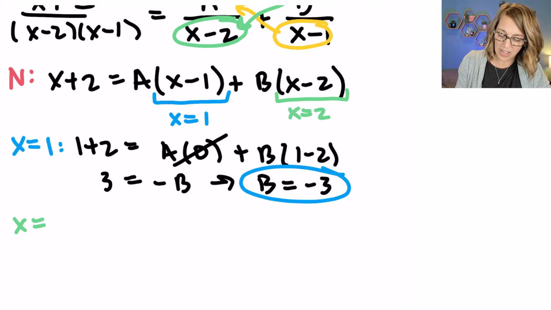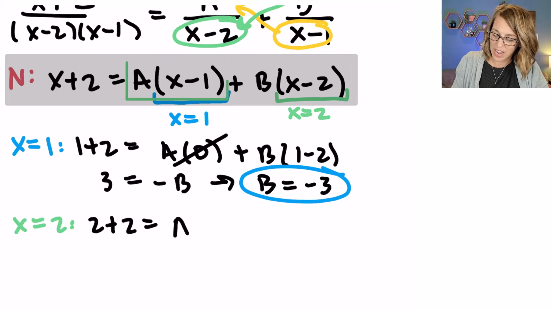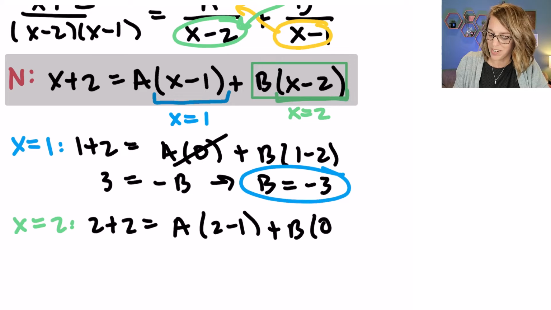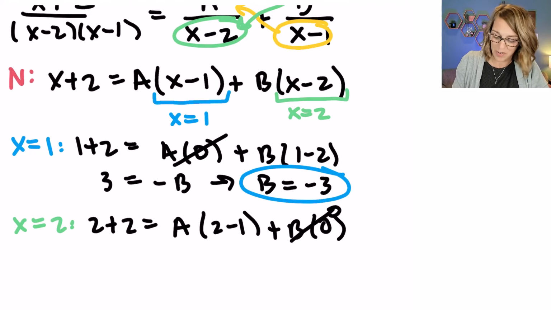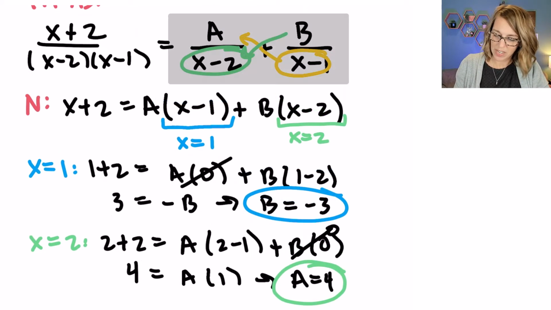So when we let x equal 2, we end up with x plus 2. That's going to be 2 plus 2 is equal to a times 2 minus 1 plus b times 2 minus 2, which is equal to 0. So we end up with 4 is equal to a times 1, and a is equal to 4. So if I go back and look up at my template, I know that I can replace an a with a 4, and that b can be replaced with a negative 3.